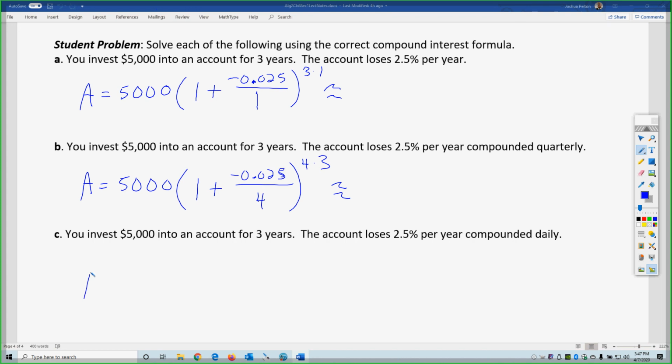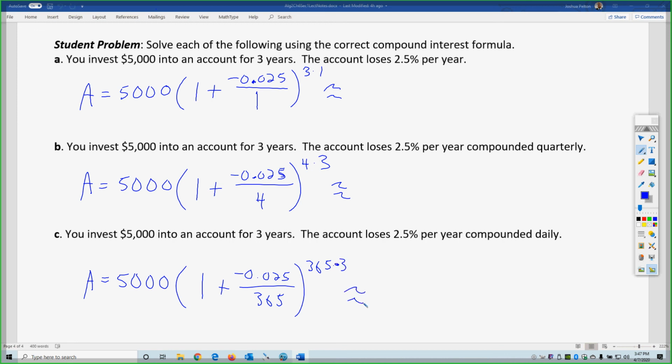And the last one, A equals 5,000 times 1 plus negative 0.025. Let me make a better one than that. That kind of messed up when I drew that. All right, so you have compounded daily, so that's 365. So that's 365 times 3 years.